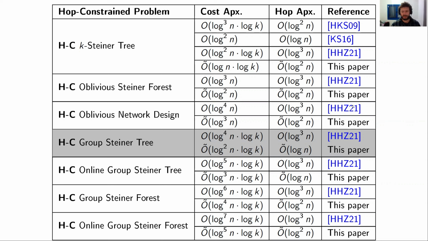So here we take some classic problem. In this talk, we'll talk about the group Steiner tree problem, and you add some hop constraints. The problem becomes much harder, and you get some bicriteria algorithm where you approximate the optimal cost and have some relaxation in the number of hops you allow. So we'll discuss it later. And we get some polynomial improvements in the cost and the hops. Yeah, so we'll discuss it later.